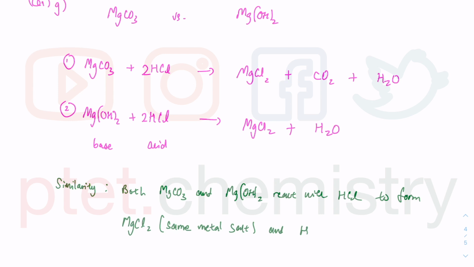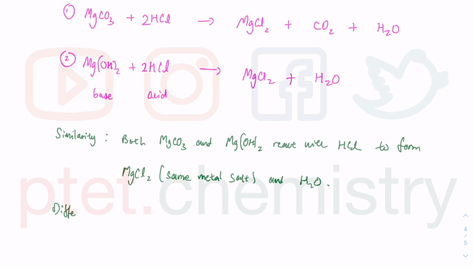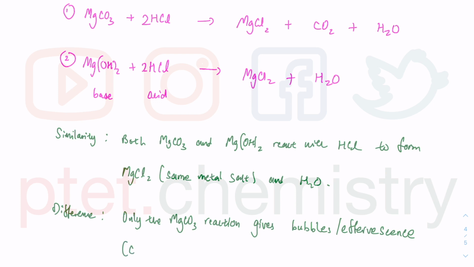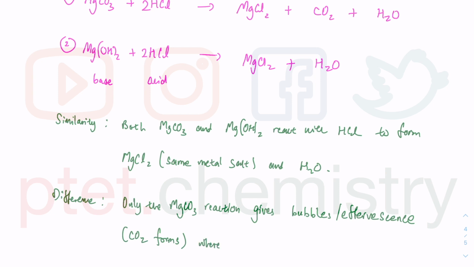and also H2O. What is the difference? The difference is obviously the carbonate also gives you the carbon dioxide gas. So these are in solution, so you see bubbles or effervescence as this reaction progresses and gives you a gas, but there's no gas given out here, so there's no bubble at all. So only the magnesium carbonate reaction gives bubbles or effervescence because CO2 is produced, CO2 forms in solution, whereas no such observation, no bubble, no effervescence.